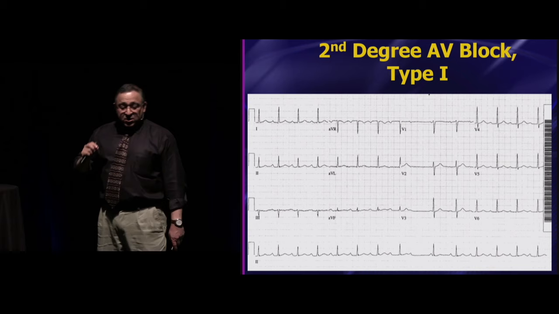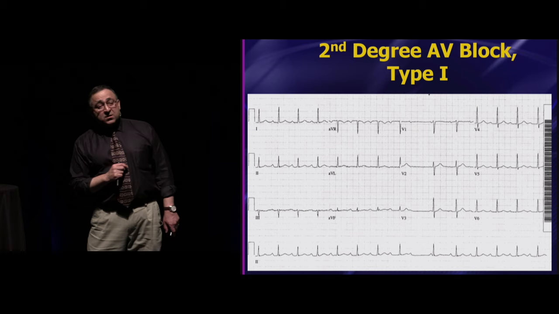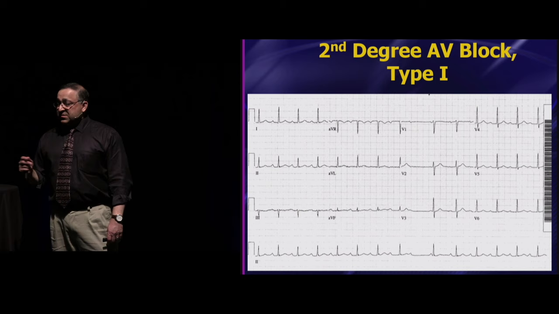Mobitz 1 usually is vagal, and so if you have an unstable Mobitz 1 with bradycardia, usually atropine works nicely because atropine is for vagal bradycardia. Mobitz 2, atropine doesn't work. So skip the atropine. Go right to a pacer.